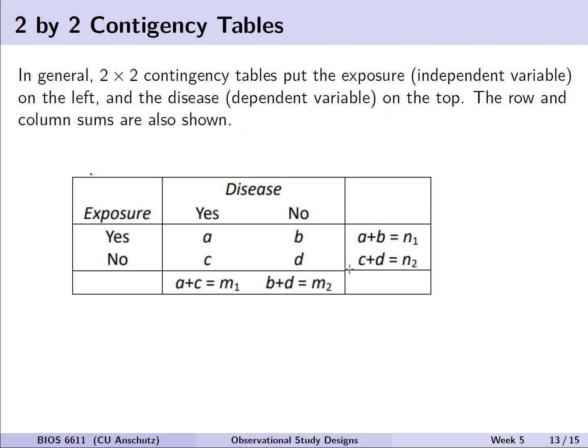Now, more generally speaking, a 2x2 contingency table will often put the exposure or independent variable on the left-hand side, and the disease status or dependent variable at the top. The row and column sums are also shown here, where generically we can refer to the cell counts as A, B, C, and D for the number of observations we have in each given combination of exposure and disease. And we can see that we can combine things like N sub 1 and N sub 2 for the row sums, or M sub 1 and M sub 2 for the column sums.